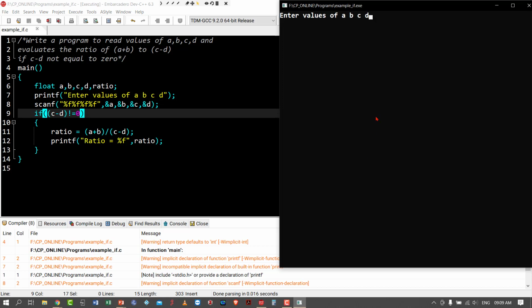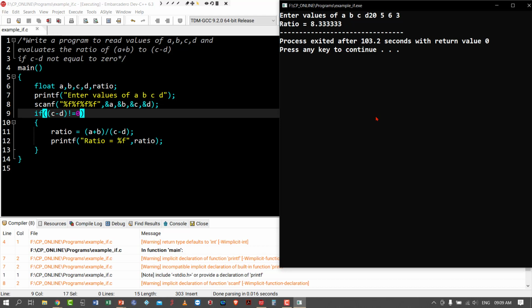Anyway, I am executing the program and giving some values. A will be 20, B will be 5, then C will be 6 and D will be 3. So my expected output is: 20 minus 5 is 15, 6 minus 3 is 3, so 15 by 3 is 5. So my expected output is 5.